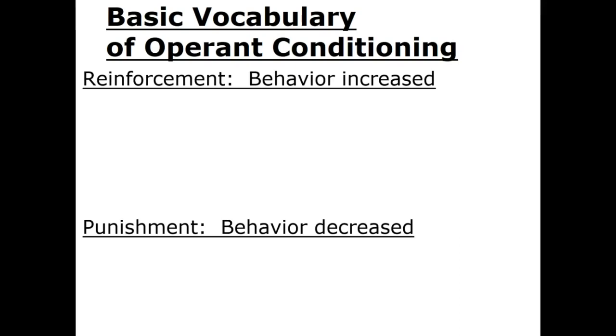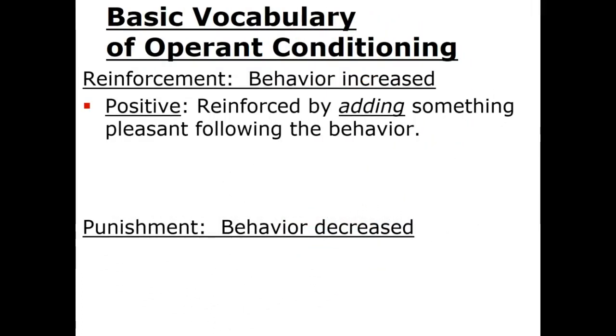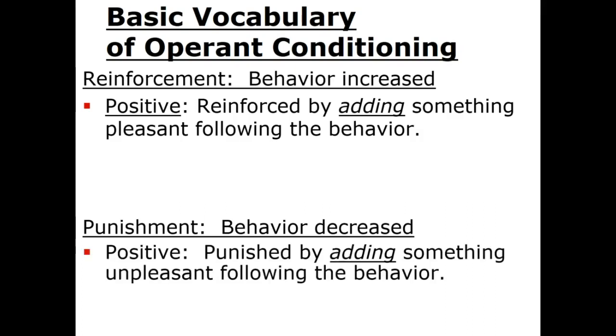There are two types of reinforcement and two types of punishment. We call them positive and negative, and these terms can get students all mixed up, but I am going to make it easy for you. Positive reinforcement refers to increasing behavior by adding something pleasant as a consequence of that behavior. That is to say that the reinforcement comes after or follows the behavior. The positive part of this definition is that something was added. Positive punishment refers to decreasing behavior by adding something unpleasant following the behavior. Get it? The positive part is that something was added.